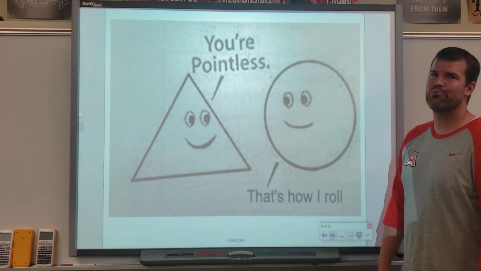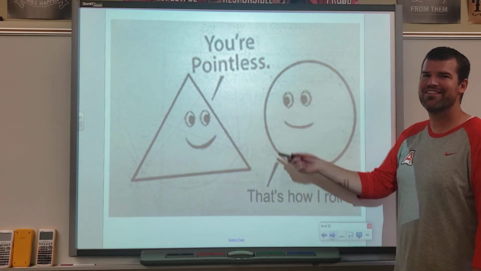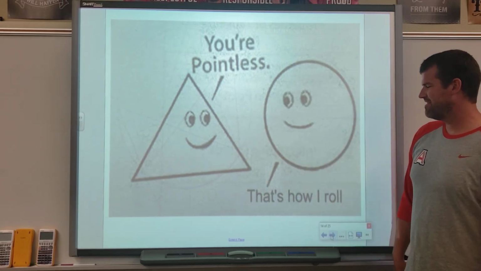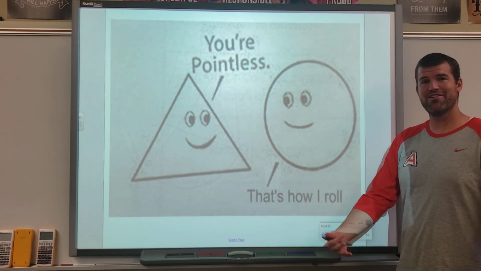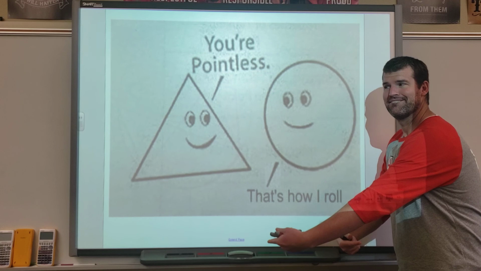The triangle says you're pointless. Get it? No points. But the circle says, that's how I roll, right? There's no points to prevent him from rolling. He can roll. All right.